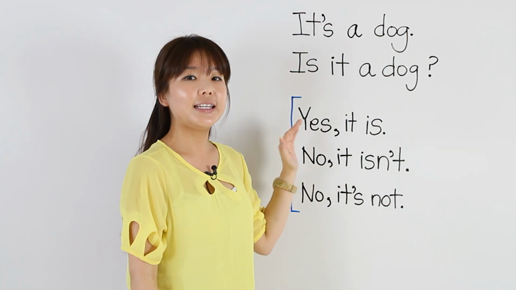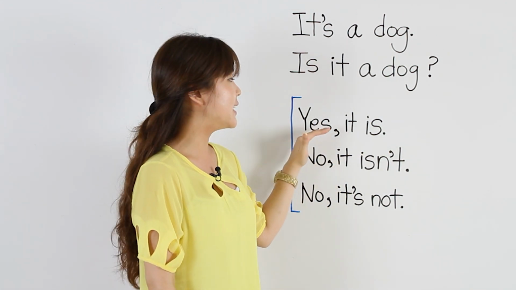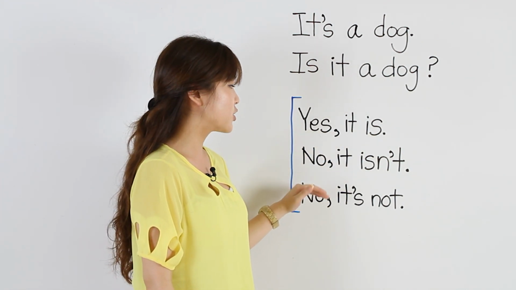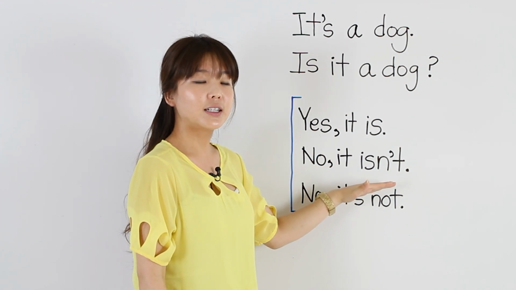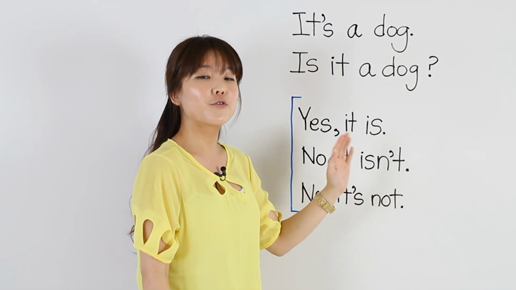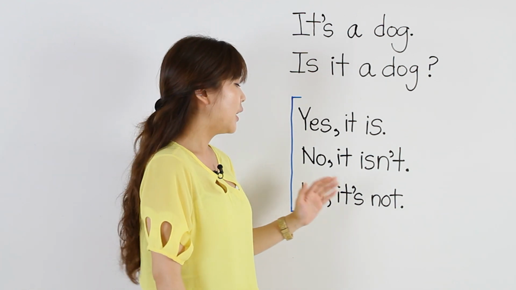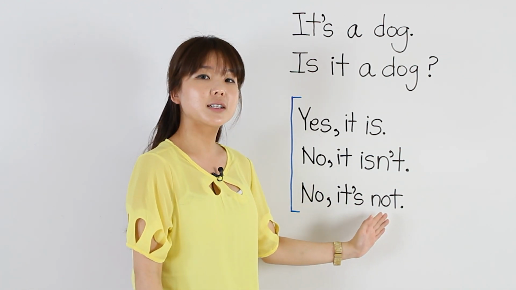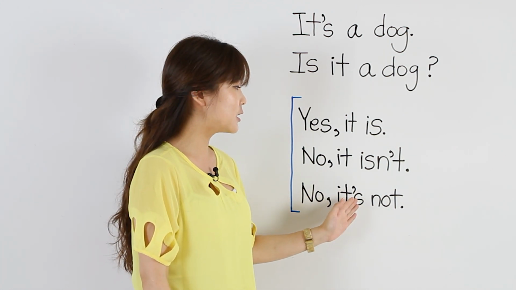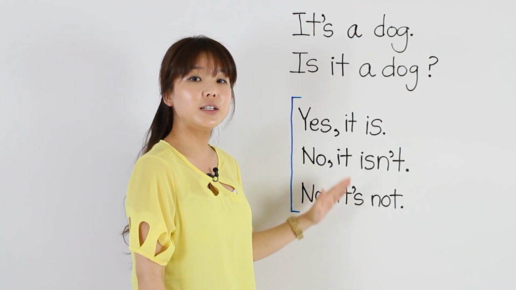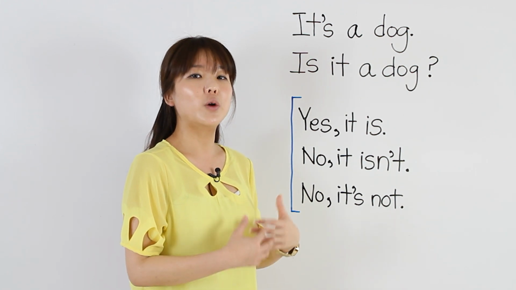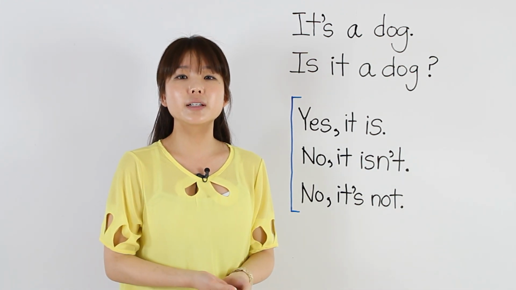Is it a dog? Okay, now there are several answers you can give. The first one is, yes, it is. Yes, it is. Okay, when you say no, you can give two answers. No, it isn't. No, it isn't. Remember, isn't is a contraction for is not. Okay? We can also say no, it's not. No, it's not. It's is a contraction for it is. Okay, so again, remember we have these two answers for no, but they're both common and they're both okay to use when you say no.